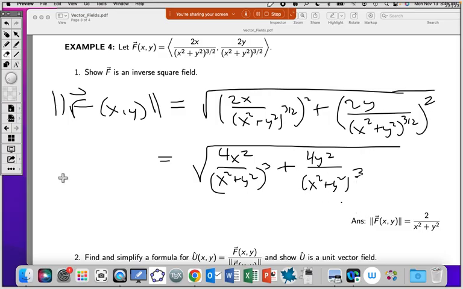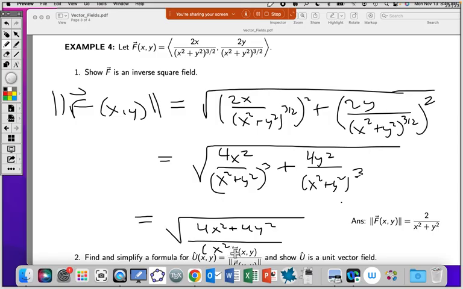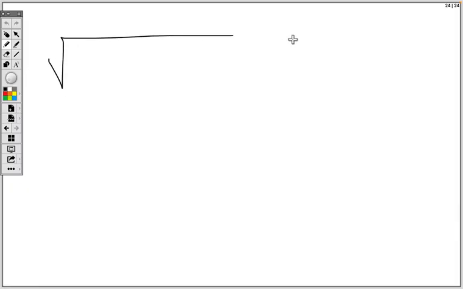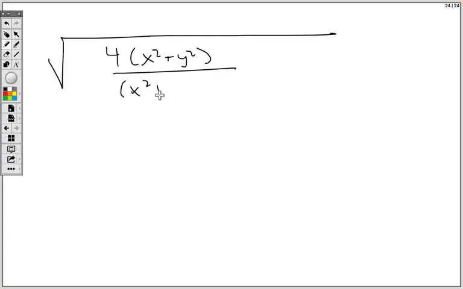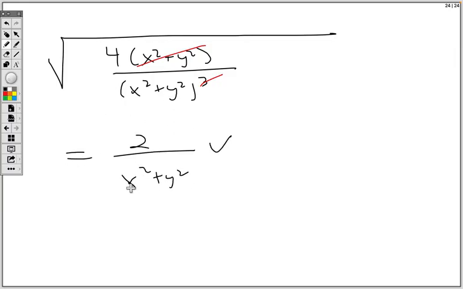And you've got the same denominator, so you can just add your numerators. So you can factor out that 4. And now you can see what happens here. You get the square root of 4, which is 2, and the square root of this. There it is. So that's an inverse square field.